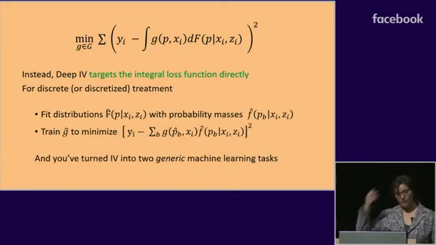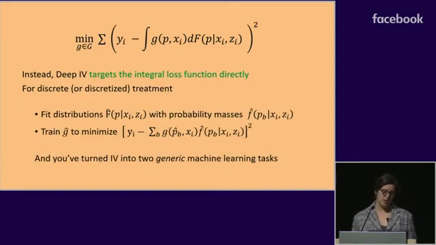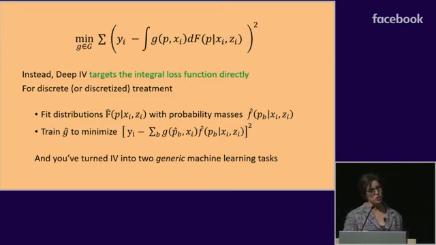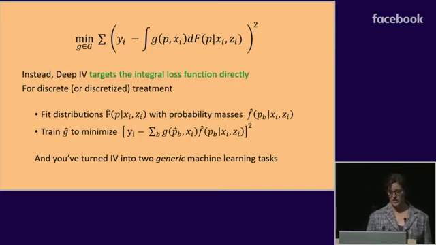Now what this paper, DeepIV, suggests is let's go back and actually target this loss function directly. They change the objective function, but they use neural nets to analyze each of these functions and then try to find the demand function that actually minimizes the loss function. So they've turned this causal inference problem into two generic machine learning tasks and applied them.